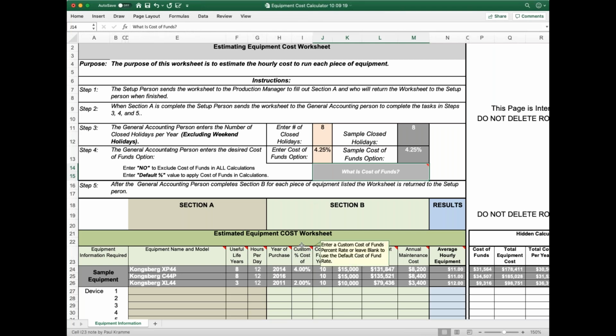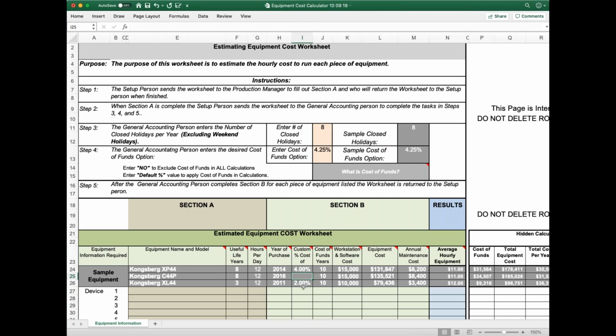Now, notice also in the section B information, there was this thing called custom cost of funds. What that means is that for this specific machine, we're saying, no, the cost of funds is 4%, not 4 1/4. The one that's blank, we're saying, use the default, whatever it is. And then the third one says, no, this is really a cost of funds for lost earnings, and we want that to be based on 2%.